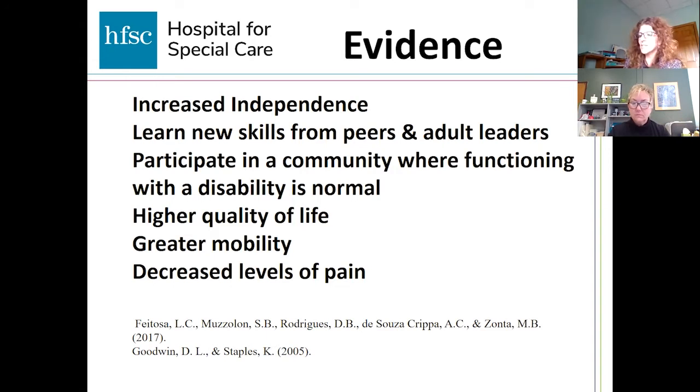One of the things that I think is telling is that towards the end of our presentation, we are going to be talking about the results from our surveys. And you're going to find that our participants are saying many of the things that the research has already told us is possible through the use of adaptive sports.